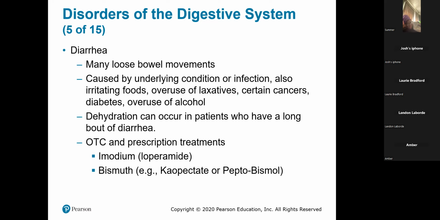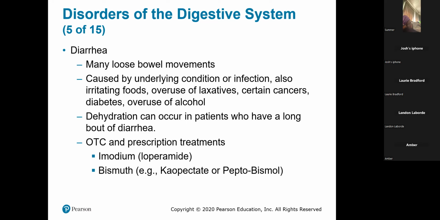Diarrhea is another common digestive system disorder. Diarrhea is defined by many loose bowel movements. It is caused by an underlying condition or infection. Also, irritating foods can cause this problem, or overuse of laxatives. Certain cancers, diabetes, even an overuse of alcohol can all cause diarrhea. With diarrhea, dehydration can occur, especially in patients who have a long bout or an extended period of diarrhea.